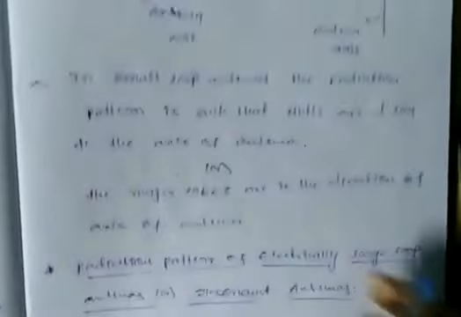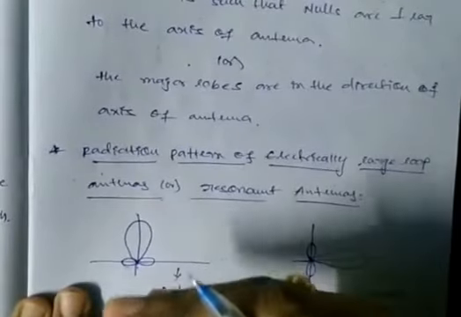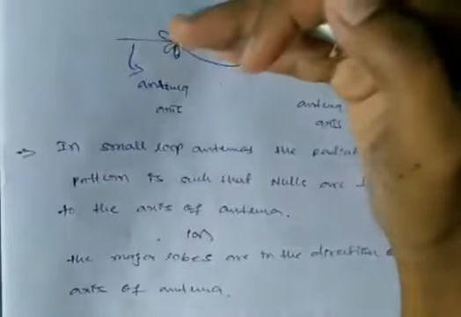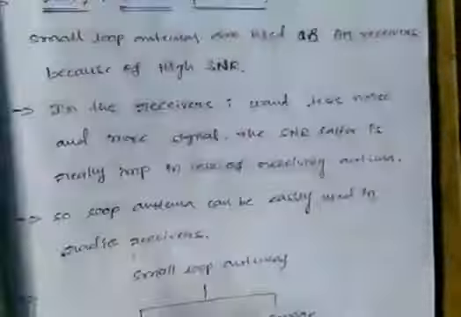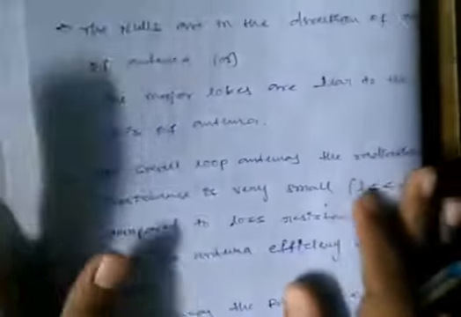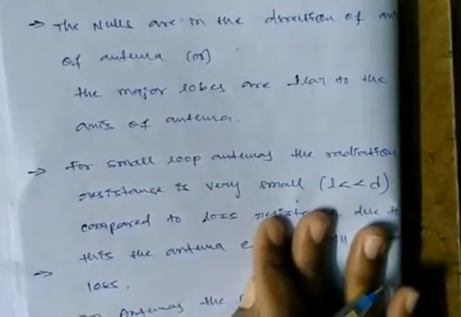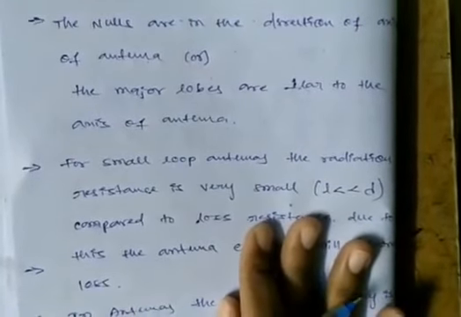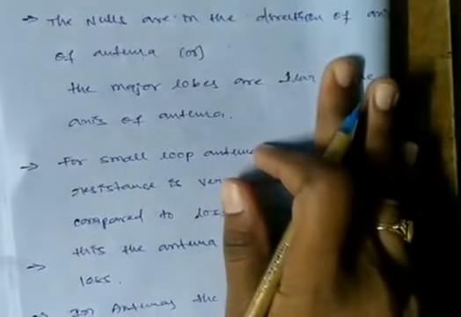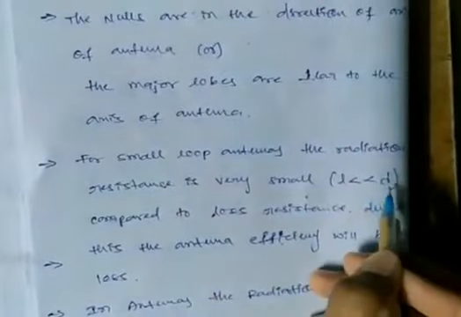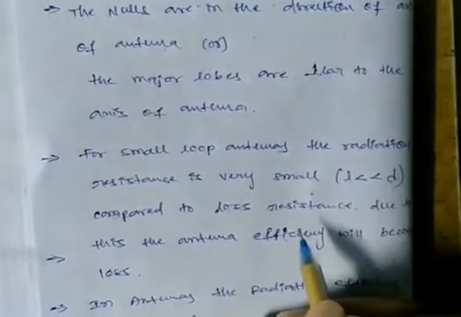This is just reverse to the small loop antennas. It means the radiation pattern of the large loop antenna is reversed to the radiation pattern of the small loop antennas. Now here, the small loop antennas have very little radiation resistance, and the large loop antennas have high radiation resistance. Why? Because in the small loop antenna, the dimensions of the loop are very small compared to one wavelength. That's why it has very little radiation resistance.